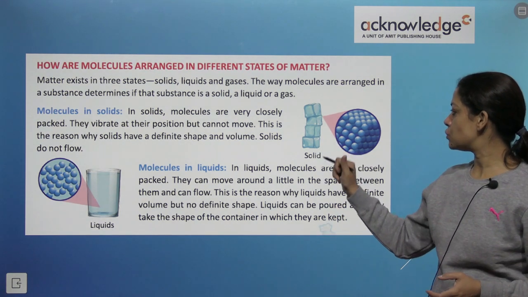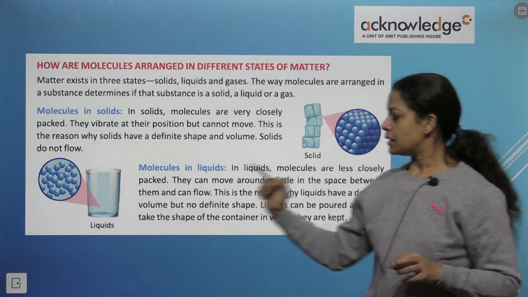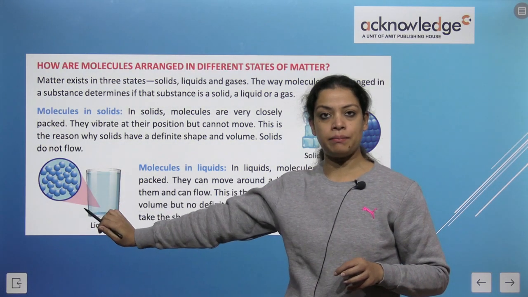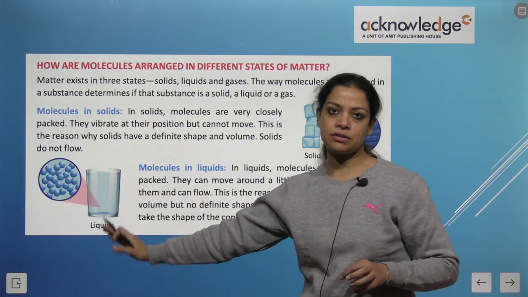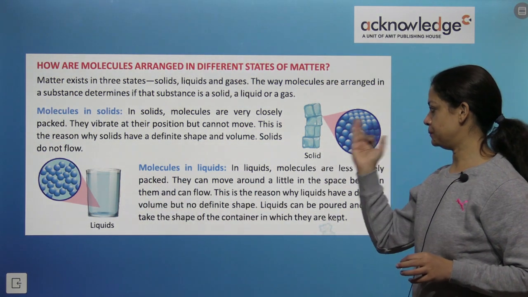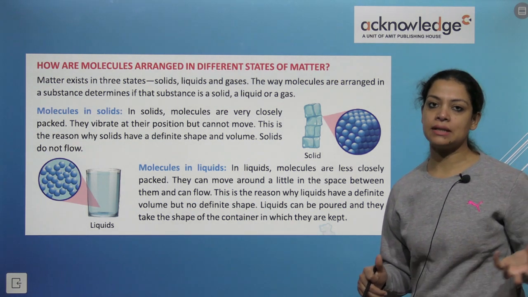So here we can see solids, they are closely packed. These molecules are so tightly packed. Here they are a little less packed and they can move, and this is the kind of liquids which we see in our daily life. And in solids you can see an ice cube or whatever solid things are around us.